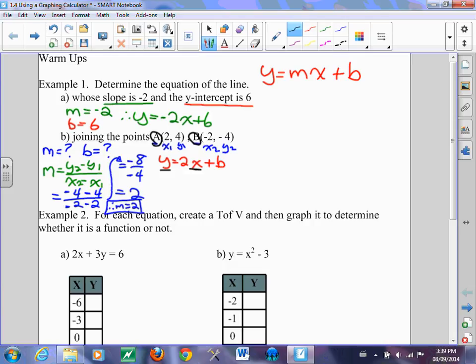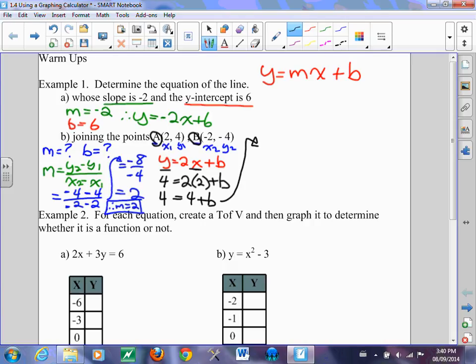I always try to keep math as simple as possible, so I'm going to substitute in the A point because there are positive values as opposed to negative. When I sub that in, y will be the y part of the coordinate, so it's going to be 4 equals 2 times my x1, which is 2, plus b. Now all I have to do is rearrange for b, and I can solve it. So I've got 4 equals 4 plus b.